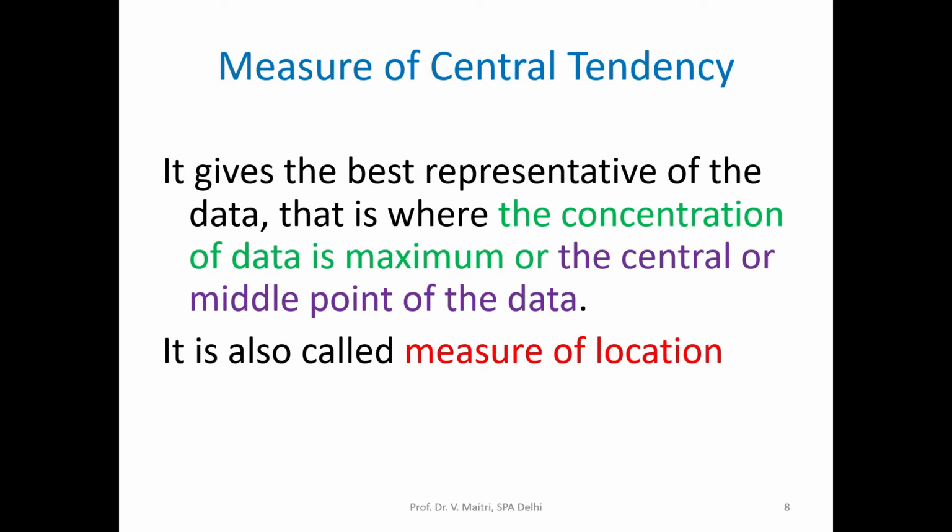First one is central tendency. It gives the best representative of the data, that is where the concentration of data is maximum, or the central or middle point of the data. It is also called a measure of location, because where it is located, where is the maximum concentration of the data, so that is the central tendency, that is the measure of location.